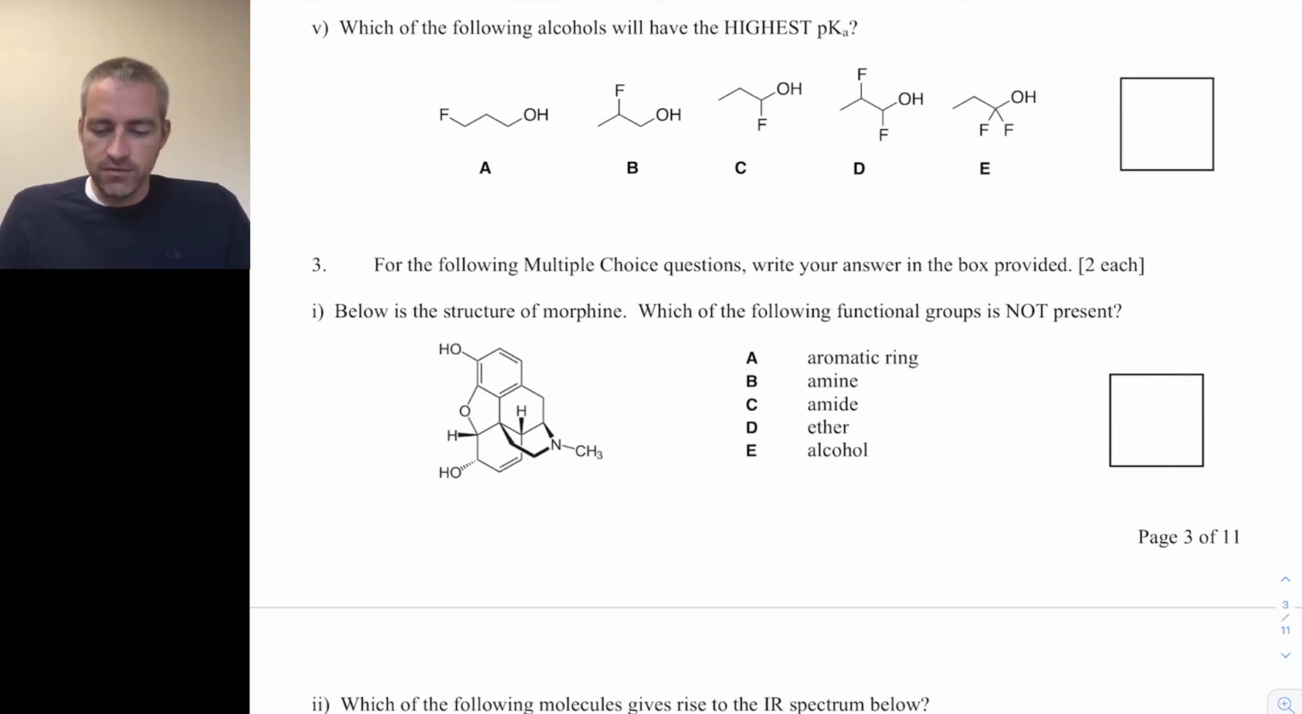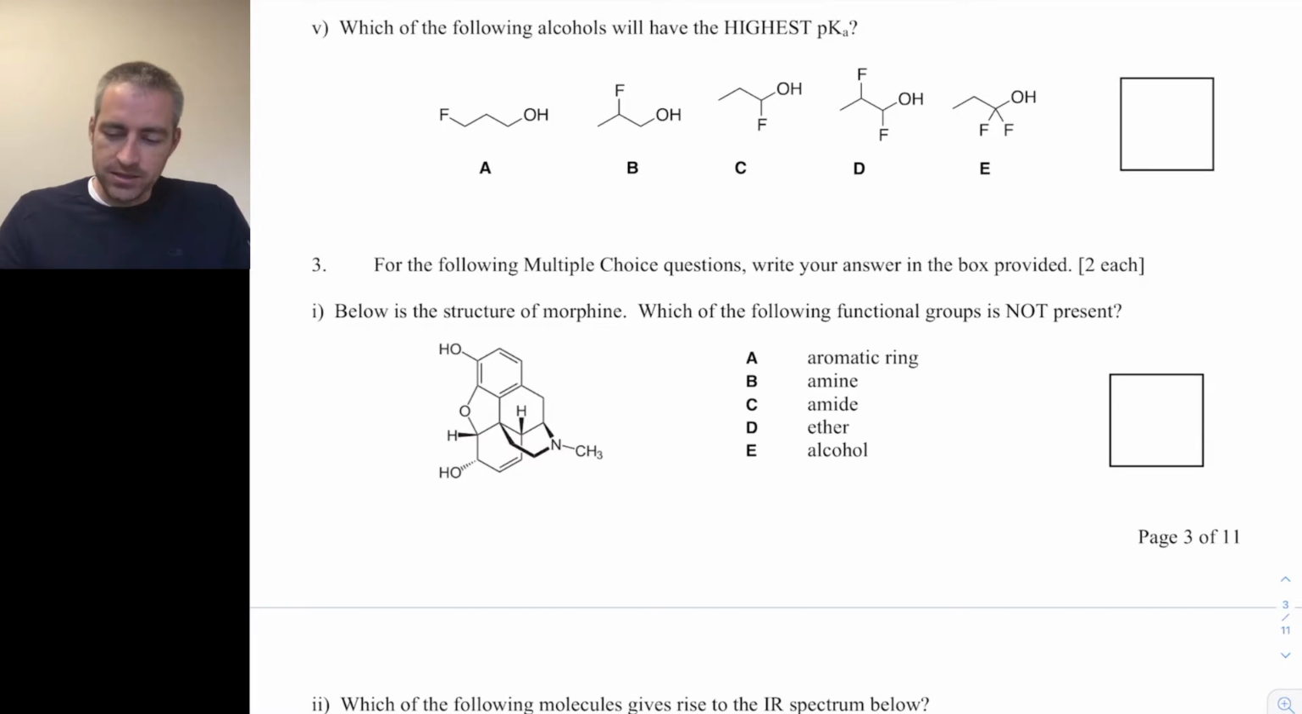And none of these have resonance structures, so the difference between these is going to be the presence of nearby electronegative atoms. All of them have fluorines attached. We're going to be looking at the number of fluorines and the proximity of the fluorines to the OH group. The closer the fluorines are to the OH, the bigger the impact they will have on the pKa. Fluorines, because they're electronegative, will lower the pKa, make these things more acidic.